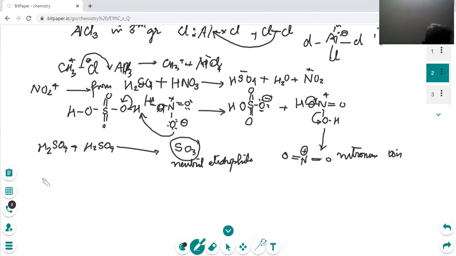Sulfur trioxide is an electrophile. See the structure. It's a neutral molecule. Now see why it is acting as an electrophile. I have told you an electrophile is an electron deficient species. Electrophile is electron deficient.